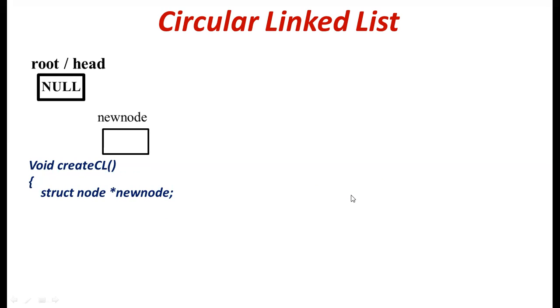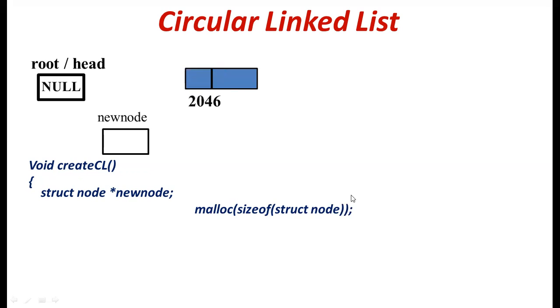Now we have to allocate the memory for the new node dynamically at the runtime. So we do this by using the malloc function. So here we write malloc size of struct node. Now a new node will get created, say at some memory allocation, and say at address 2046. Now this address needs to be placed into the new node we have created. So we have to assign this to the new node.